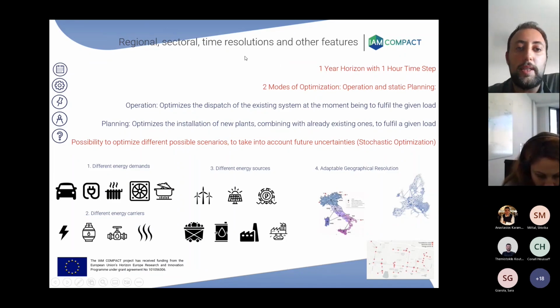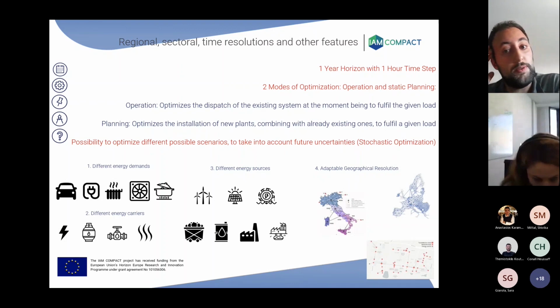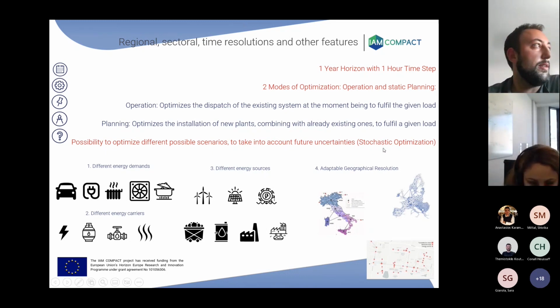Coming back to the presentation, moving to the regional, sectoral, time resolution, and other features. As I said, Calliope works with a 1 year time horizon, which can be the present one or a future one, with 1 hour time steps. It can operate with operation or planning algorithms. It also has the possibility to model different scenarios to take into account uncertainties. In this case, the model takes as input different, for example, demand time series, and provides, with a stochastic optimization algorithm, a single best configuration of the energy system that satisfies all the demand provided as inputs, with a minimum cost trade-off.